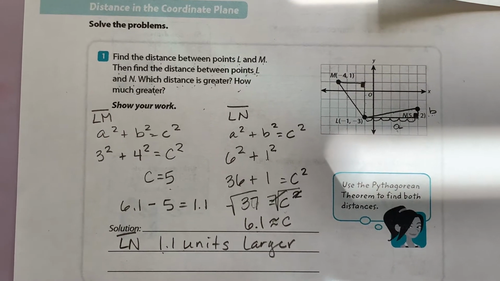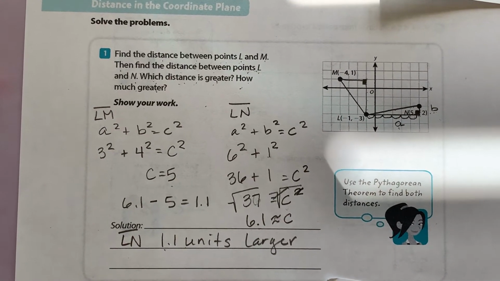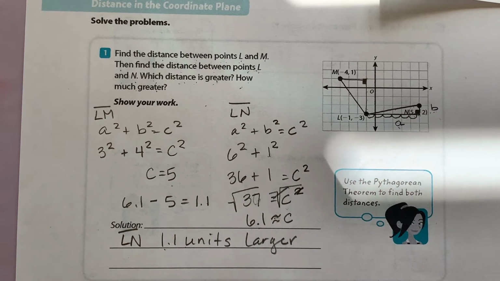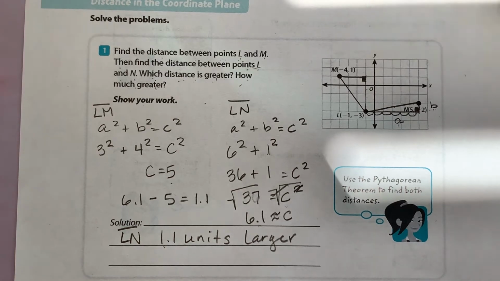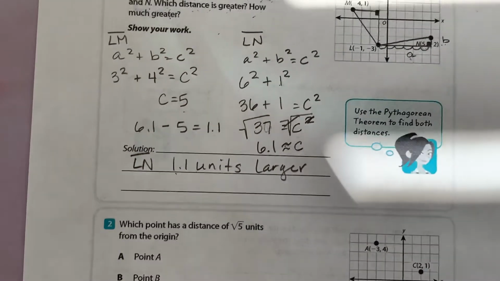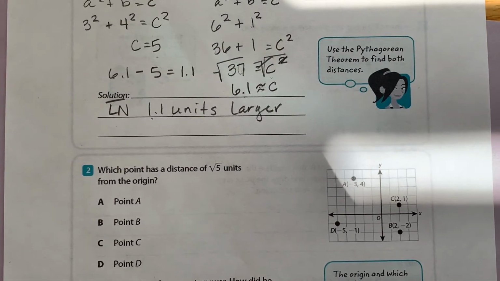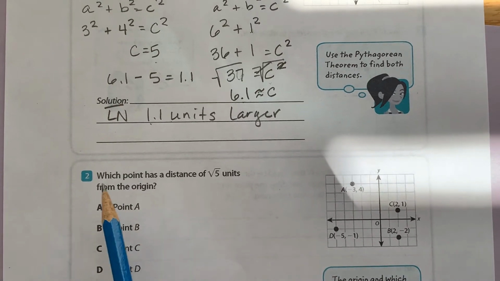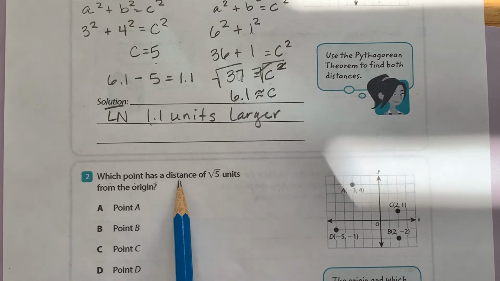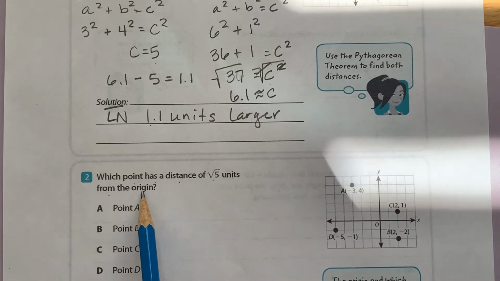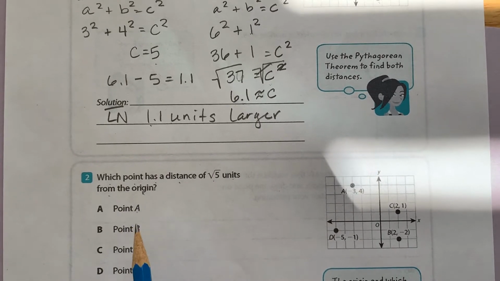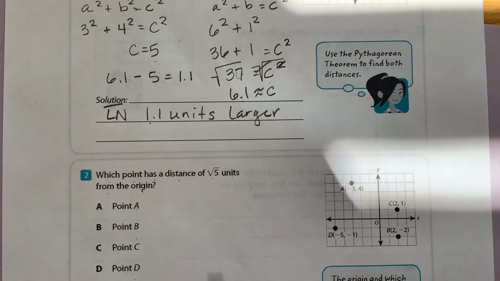Okay, I realize, I hope you guys could see that. I didn't move it up. So if you need to pause and take a look at what I have, go ahead and do that. Okay, let's talk about number 2. Again, we'll get started. I want you to pause and try it on your own, and then come back and see the work. Which point has a distance of the square root of 5 units from the origin? Point A, point B, point C, point D.